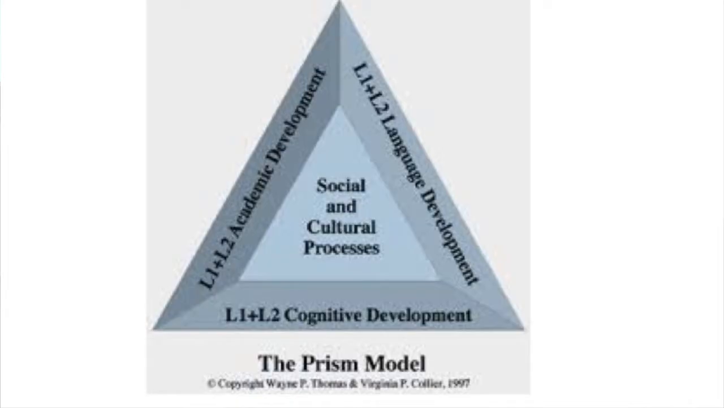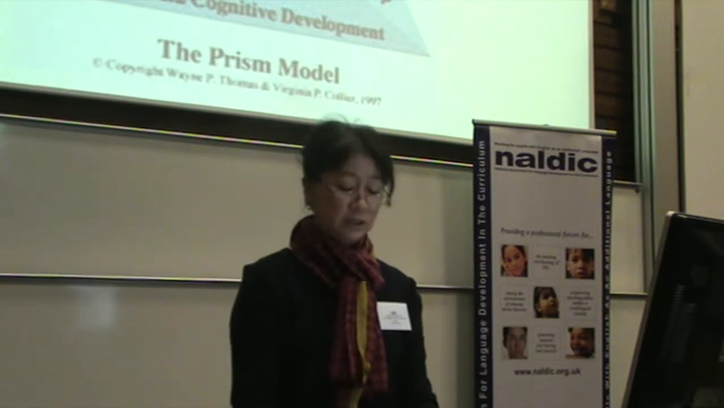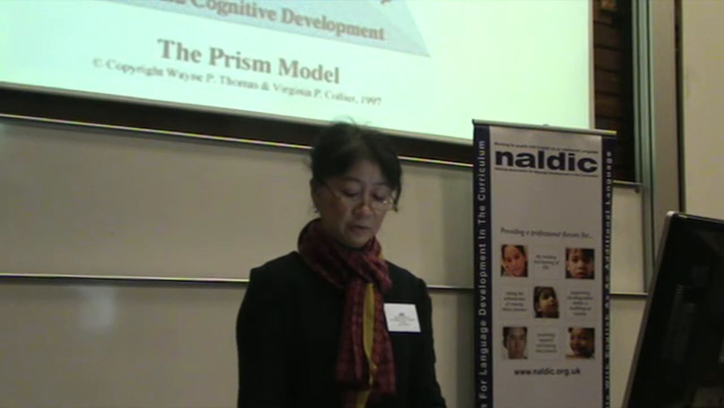EAL also draws on a similar looking model. This one's developed by Thompson. And it's an 8-dimensional prism linking language development in first and second language, academic language development in first and second language, cognitive development in first and second language, with the learner being central, being affected by the social cultural processes that's going on all around them in the home, in the school, in the community, in the wider society. So you might say there's a degree of similarity between the 4 C's model and the prism model.